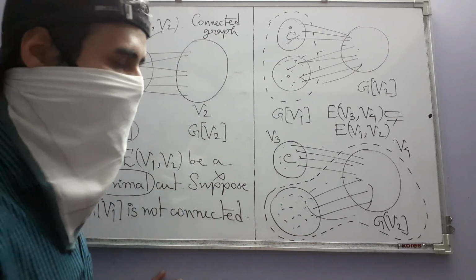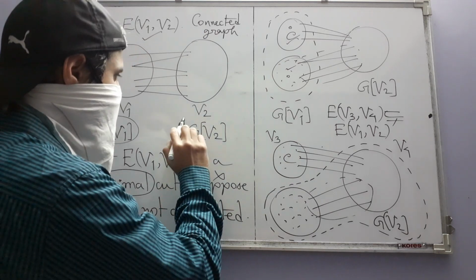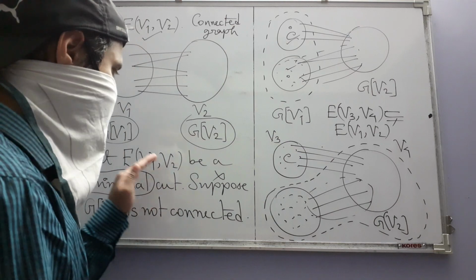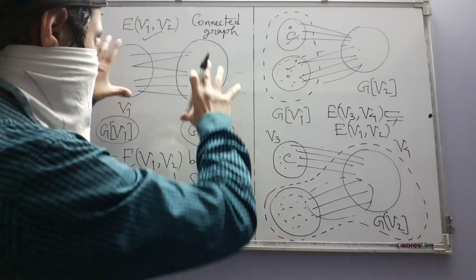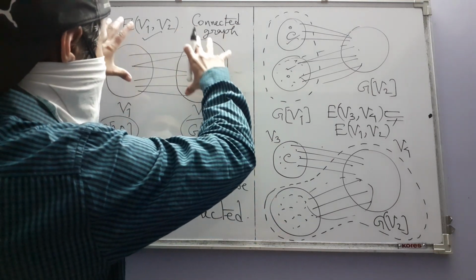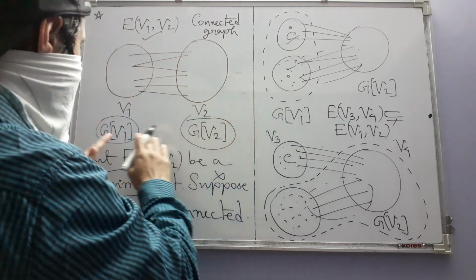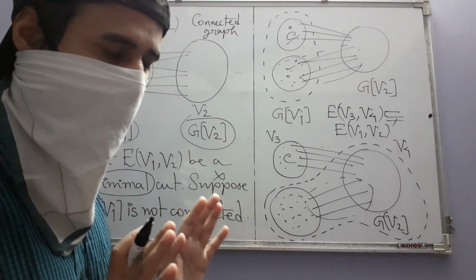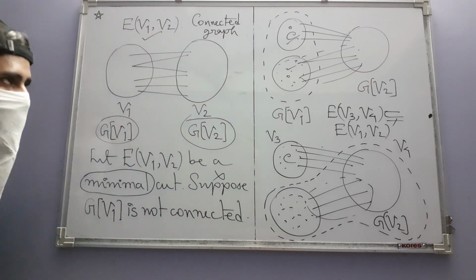It has to be connected, and similarly GV2 also has to be connected. That means if our cut is minimal, then the partition sets induce connected subgraphs. That is one half of the claim. Now we go to the other half.